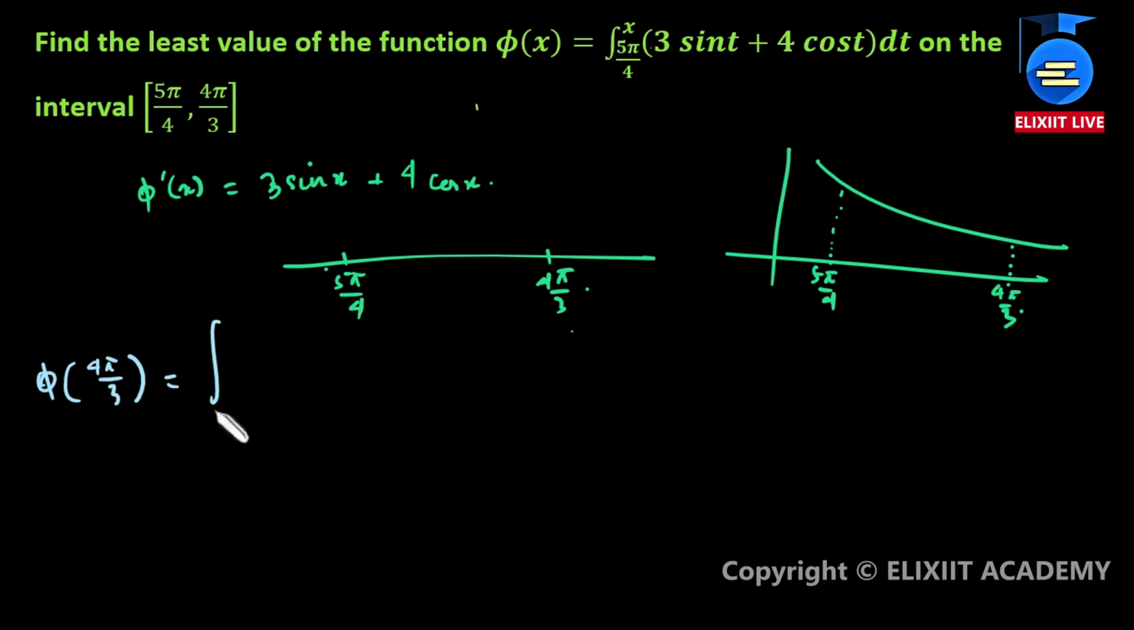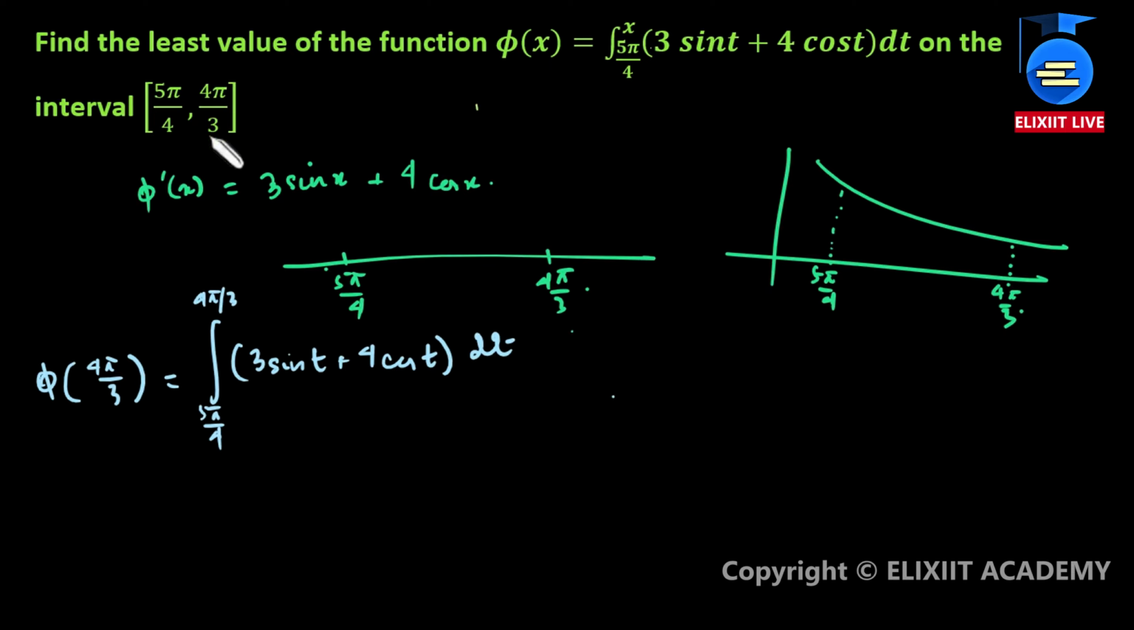That is basically the integration from 5 pi by 4 to 4 pi by 3 of 3 sin t plus 4 cos t dt. Integrate this and tell me what the answer is. You will get the least value from here, because at 4 pi by 3 we will have the least value. The graph is decreasing.